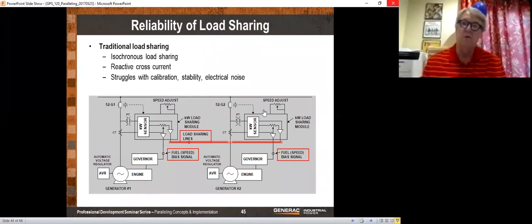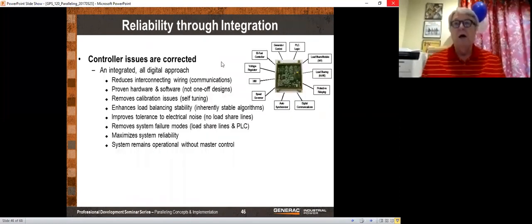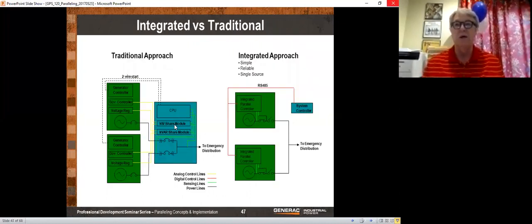Now, this is not what the Generac system looks like inside, but this is a block diagram showing basically what these things look like, and we're showing op amps there and resistors and so on. Of course, the Generac system is fully digital. Once you have all of those things on one board, in addition to making it cheaper and simple and easy to work with, it also makes it a whole lot less costly. So you get reduced interconnecting wiring, proven hardware and software, no custom software. You don't have any calibration issues. Everything is digital. It enhances load balancing. You get improved tolerance to electrical noise. A lot less wiring helps your electrical noise. Reduced system failure modes, higher reliability, and the system remains operational regardless of what fails. There is no single failure point in this system.